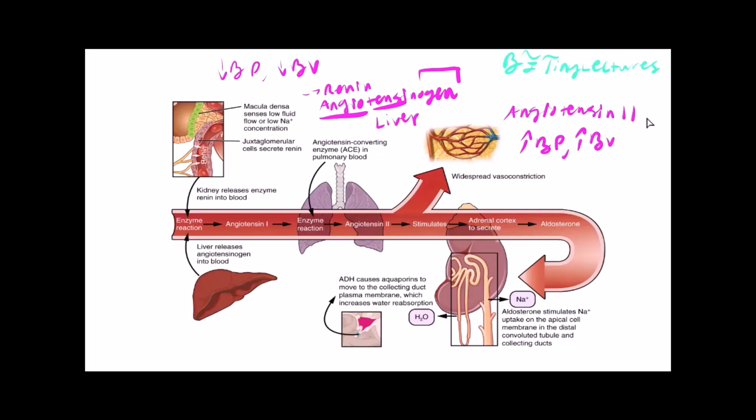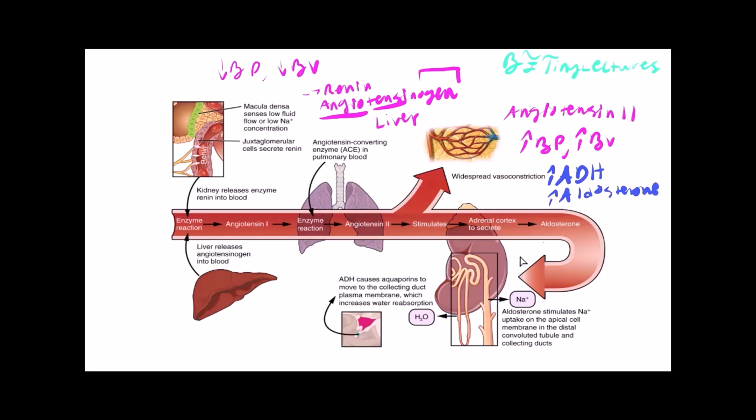Now, angiotensin 2 also increases the availability of the anti-diuretic hormone, and angiotensin 2 also increases the presence of aldosterone.